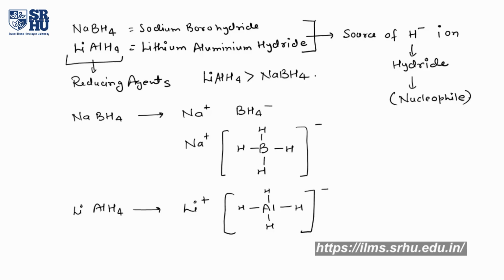As they are a source of hydride ion, as I have already told, while doing the reaction they have to give H negative ion, because they reduce by giving H negative ion to the molecules to be reduced. Now, if you take a look at the periodic table and compare boron and aluminium, you will find that boron is less metallic than aluminium.